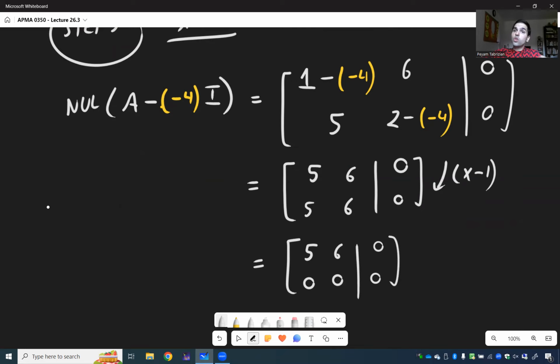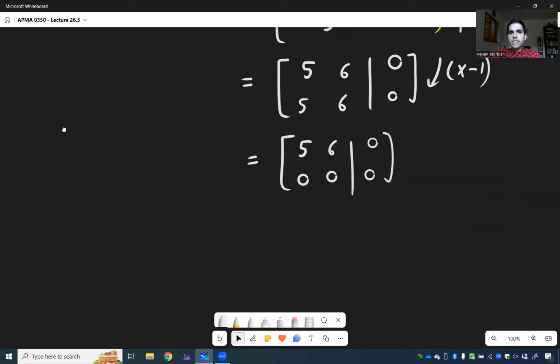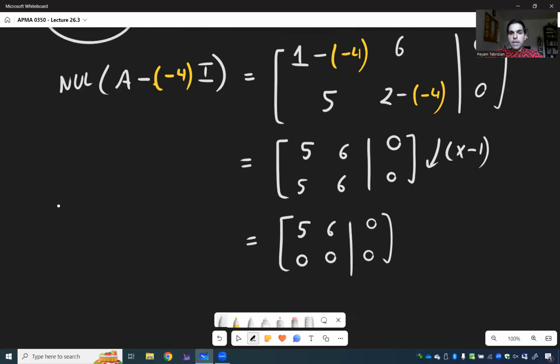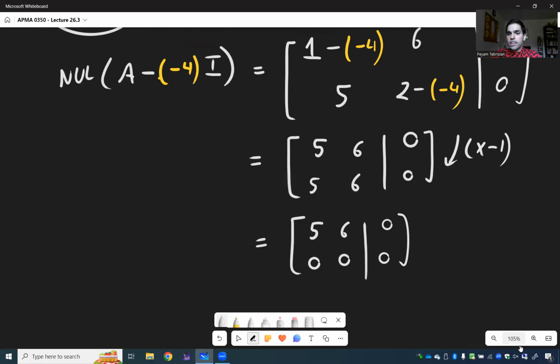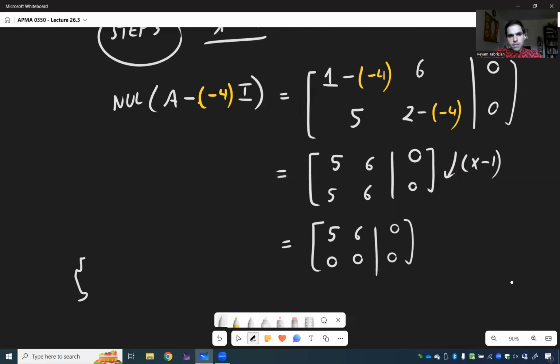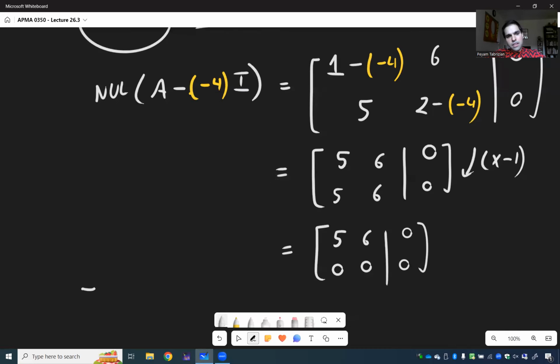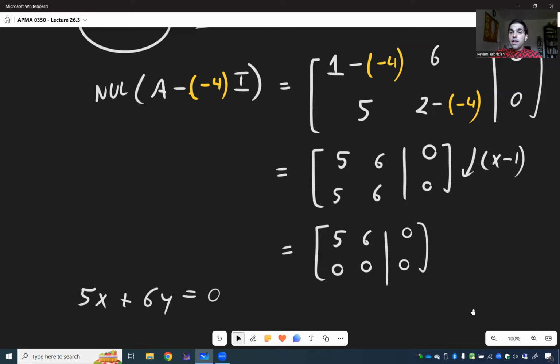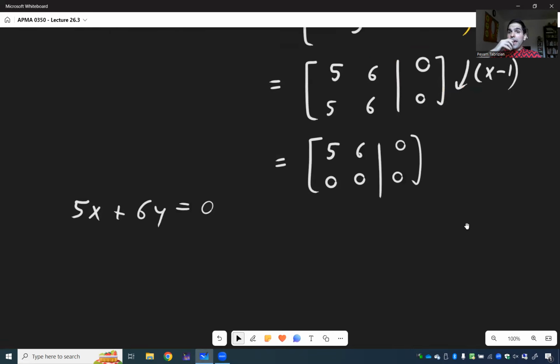Once again, good, we found a row of zeros. So what this tells you is, basically, if v is your eigenvector, then what we get is 5x plus 6y equals 0. Now, you can repeat the method from above, solving for y in terms of x and then doing the vector.